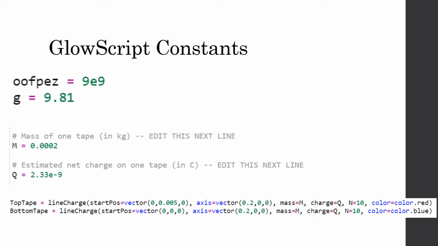Now I'm going to talk about the computational model created in GlowScript. I began by defining constants, the first being Coulomb's constant, which is 1 over 4 pi epsilon naught equal to 9 times 10 to the 9th. We also have the gravitational constant, the mass of one tape, which was calculated in the previous slide, and the estimated net charge on one piece of tape, which was found in lab 1 to be 2.33 times 10 to the negative 9th coulombs. We also place the position of the top tape and the bottom tape, the top tape being 0.005 meters away from the bottom.